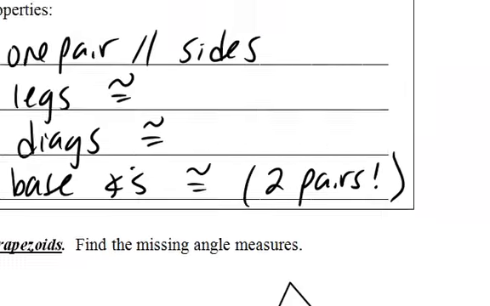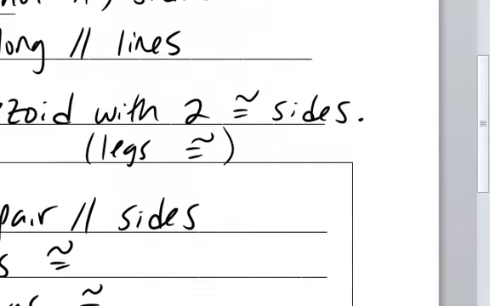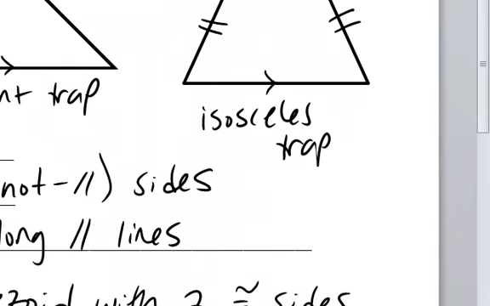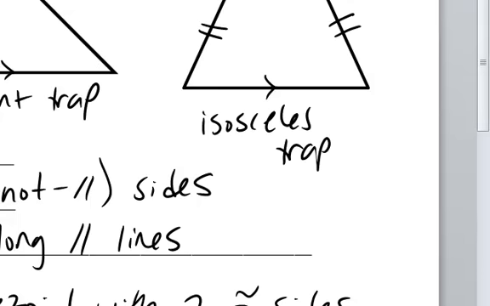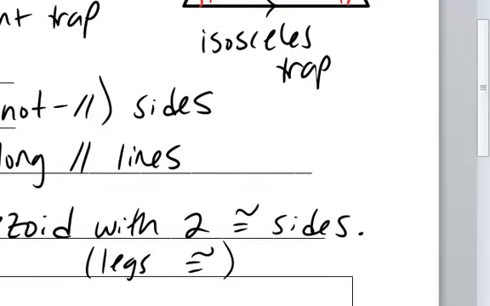So remember what those base angles are. We talked about those up here when we were using the highlighters. The base angles. In an isosceles trapezoid, the base angles are always congruent. Just like in an isosceles triangle, except in a trapezoid you have two pairs of them because there are two bases.